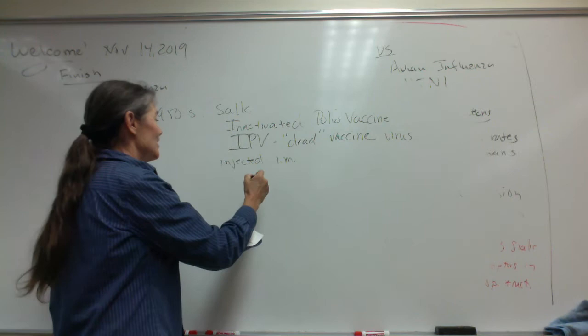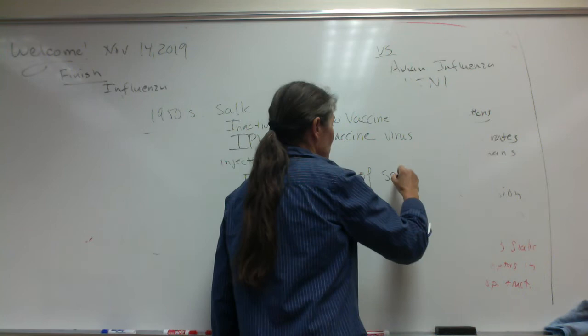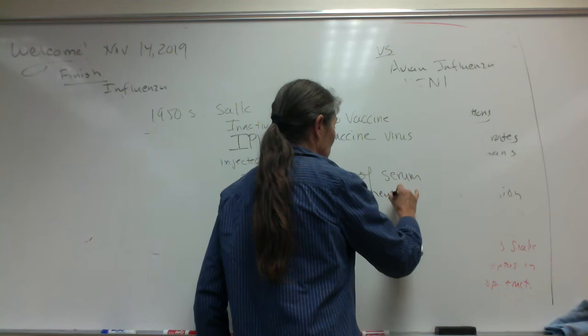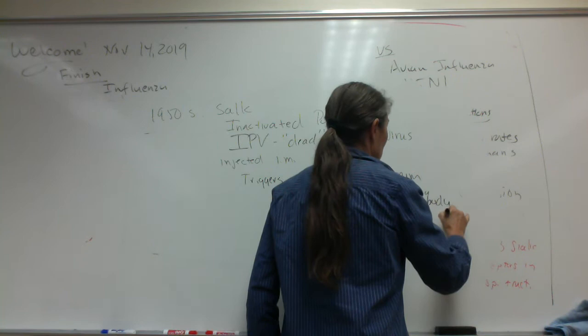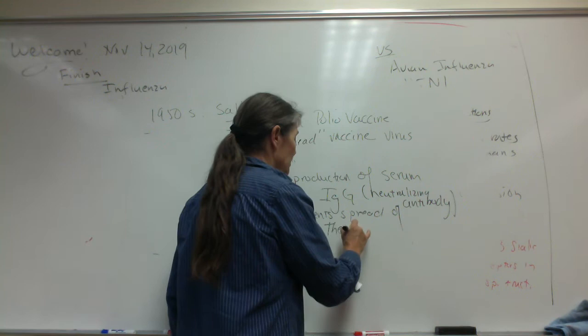Okay, so furthermore, what it does is it triggers production of serum IgG. And the reason this was helpful, you guys, is because you have circulating IgG, which can be a neutralizing antibody. The importance here is that it prevents spread to the nervous system. Prevents spread of what we call the wild type virus, the virulent virus.